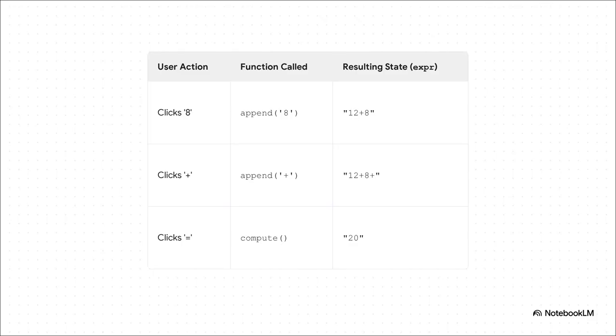And this table breaks it down perfectly. When you click a button, that action calls a function, and that function's whole job is to update the state. So say the display shows 12 plus, and you click 8. That calls the append function, and bam, the state now holds 12 plus 8. Then you hit the equals button, the compute function runs, and the state becomes the answer 20. It's a really clear, predictable flow.